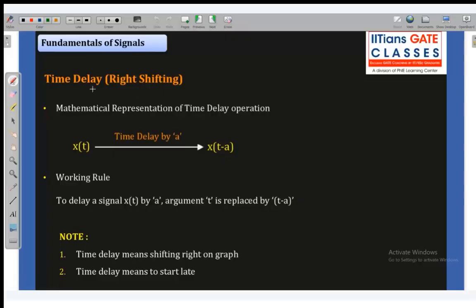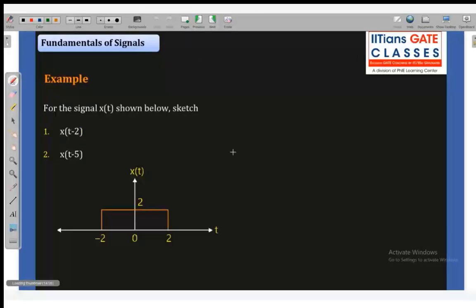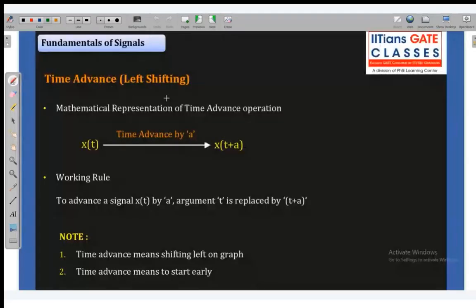Now mathematically it is written in this form: x of t, if you want to delay it by a, then it is x of t minus a. So to delay a signal x of t by a, the argument t is replaced by t minus a. Simply replace t by t minus a and you will get your delayed signal. Time delay means shifting right on the graph, we have understood. Time delay means starting late, that also we have understood. Now shifting left also, let's understand.